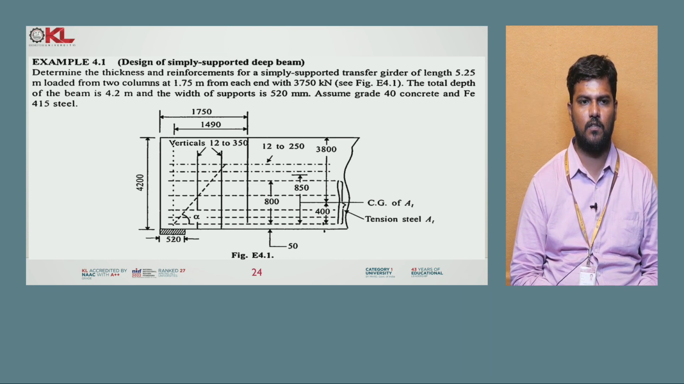Next, the total depth of the beam is taken as 4.2 meters and the width of support is taken as 520 mm. So you are asked to assume grade of concrete M40 and grade of steel Fe415. So whenever grade of concrete is taken as 40, tau c max should be taken as 4 Newton per mm square. Okay, the problem and all we will be seeing in the next session.